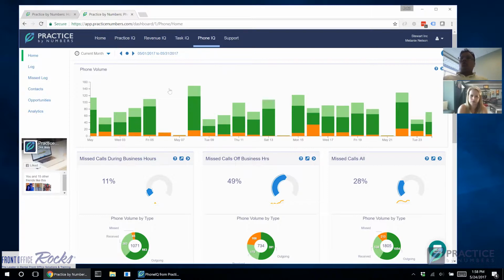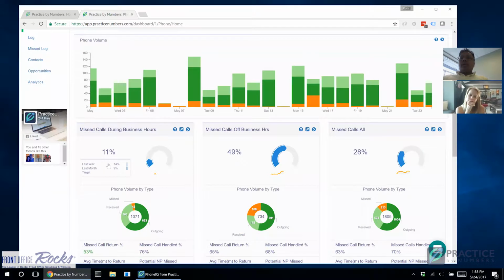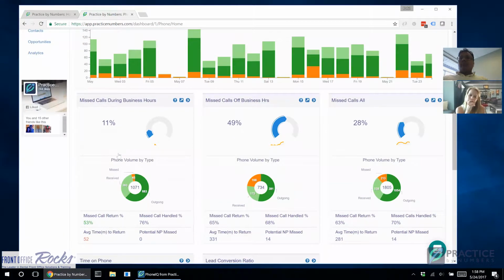So this is more of a global view, looking at a month view or a 6-month view or a year view to see what's going on. Looking at the month of May, we're seeing the phone volume coming in. This is looking at the past 30 days, and the ones in dark green are the outgoing, the incoming, and the missed. So this is telling you how and when the call volume is coming in. But what's important is the numbers at the bottom over here.